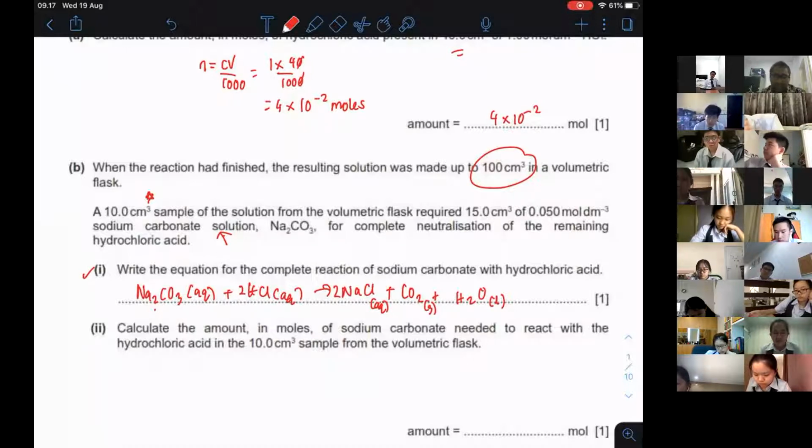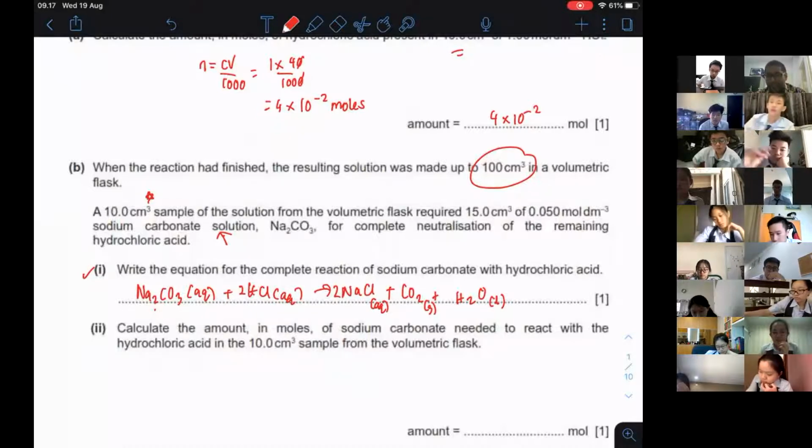Now, some of you get confused when I put H2O as liquid. If it is going to be heated, the tendency of the water to be released is more towards steam, and then it is going to be gas. So in this case, even though this reaction is going to be exothermic, we don't really have that much heat. So we write it down as H2O in liquid form. It is 1 mark, so take note, you need to write down the states. Very important.